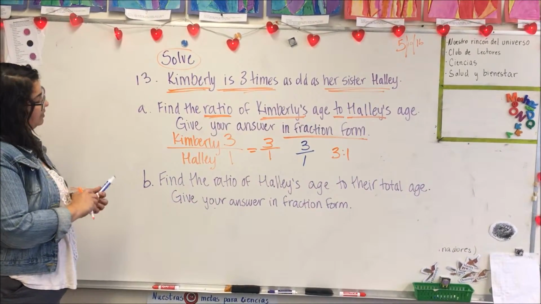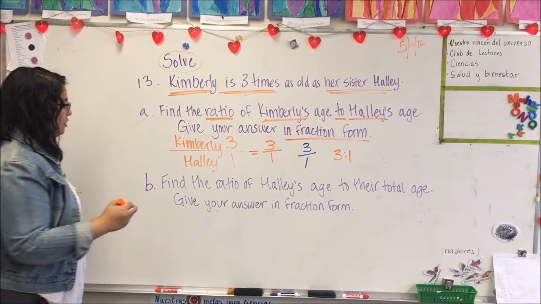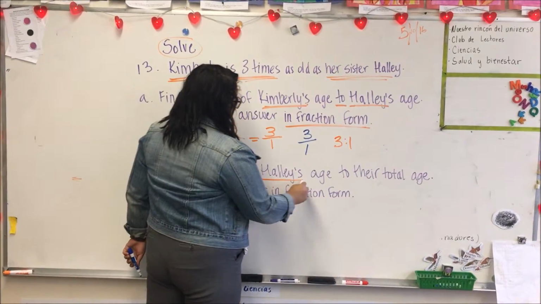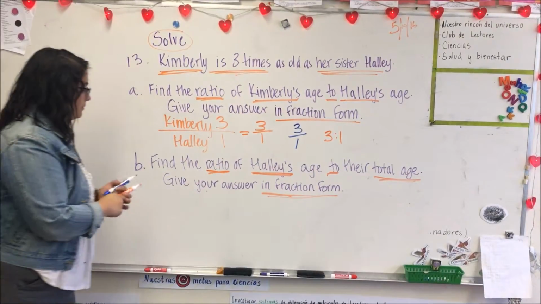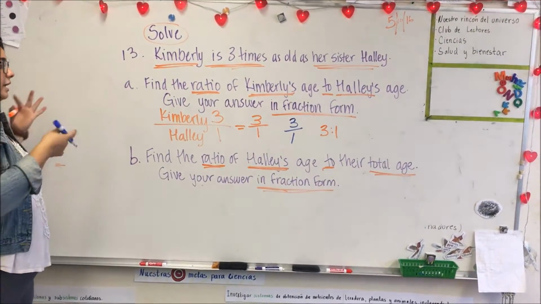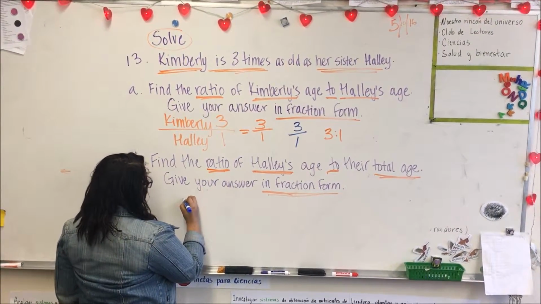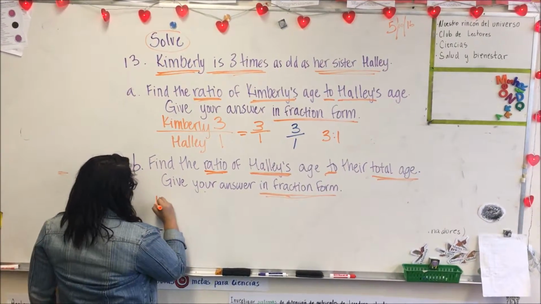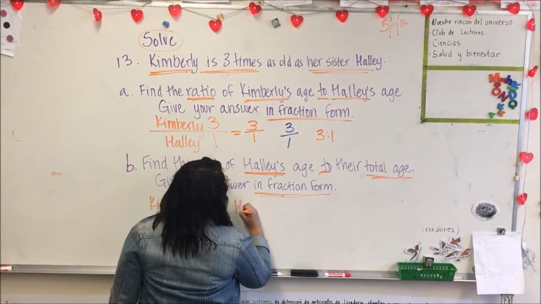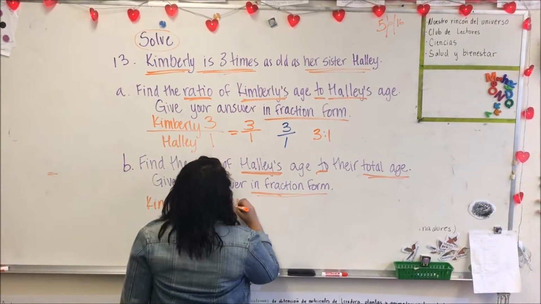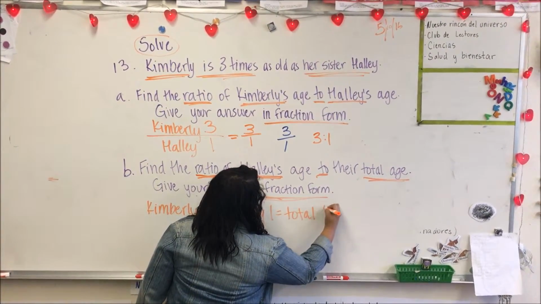So now let's go on to B. B says, find the ratio of Haley's age to their total age. Give your answer in fraction form. So we're looking for ratio Haley to total age in fraction form. So now, I know that Kimberly is 3 times as old as Haley. So if I add those together, because those are each of our parts, I would have Kimberly 3 plus, we're adding, Haley 1, which would equal a total of 4.